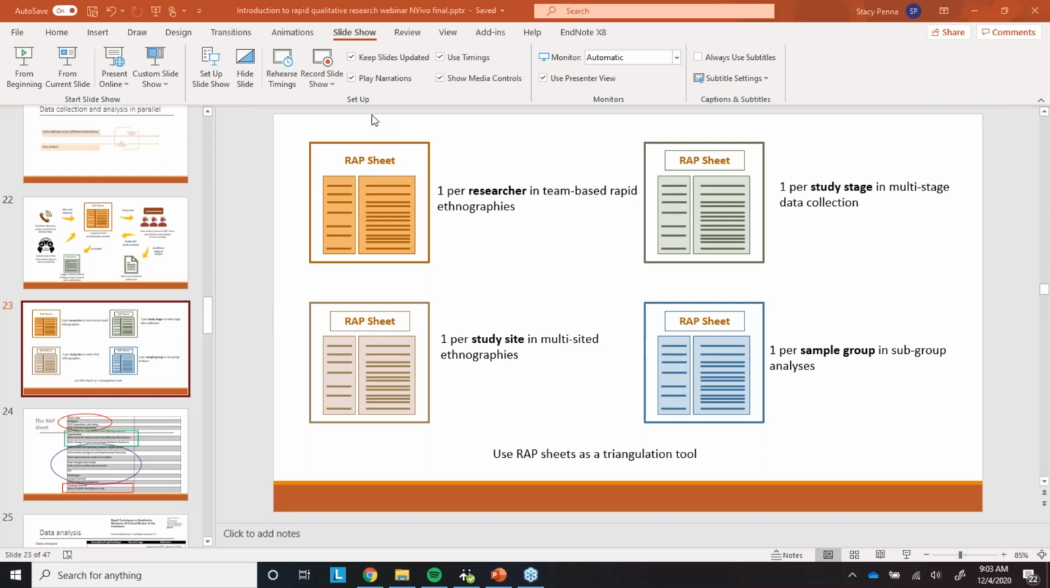So we're not reliant on paper-based systems. And also, if you're using one rap sheet per study site, the useful thing is that you might have, let's say, two researchers collecting data on the same site. Because we can share those files, they can both be working on the same Word document, that same table, at the same time and adding information to it.